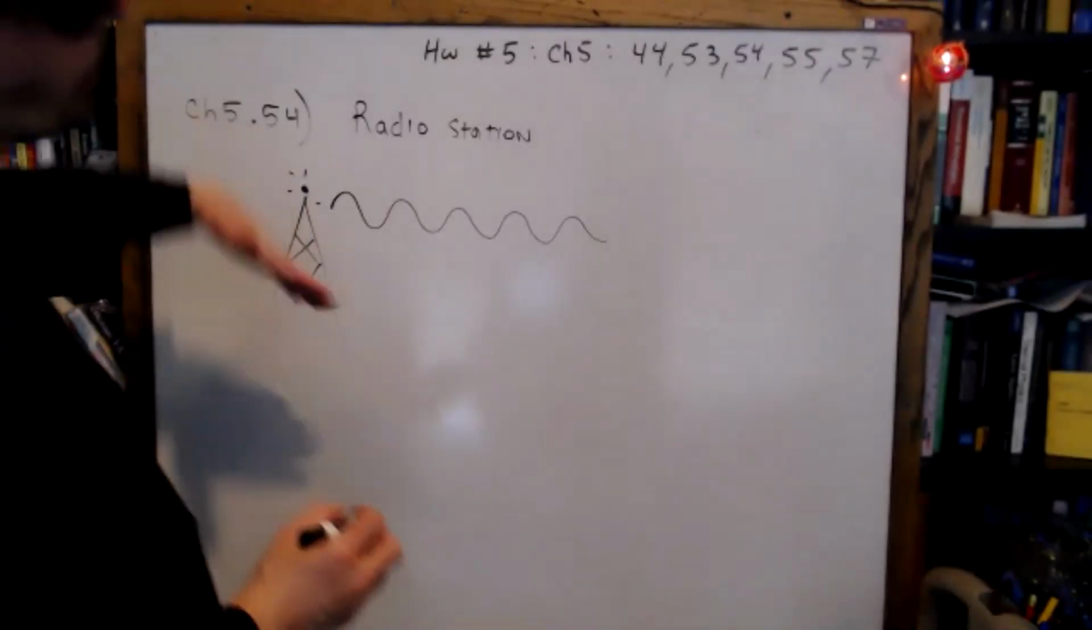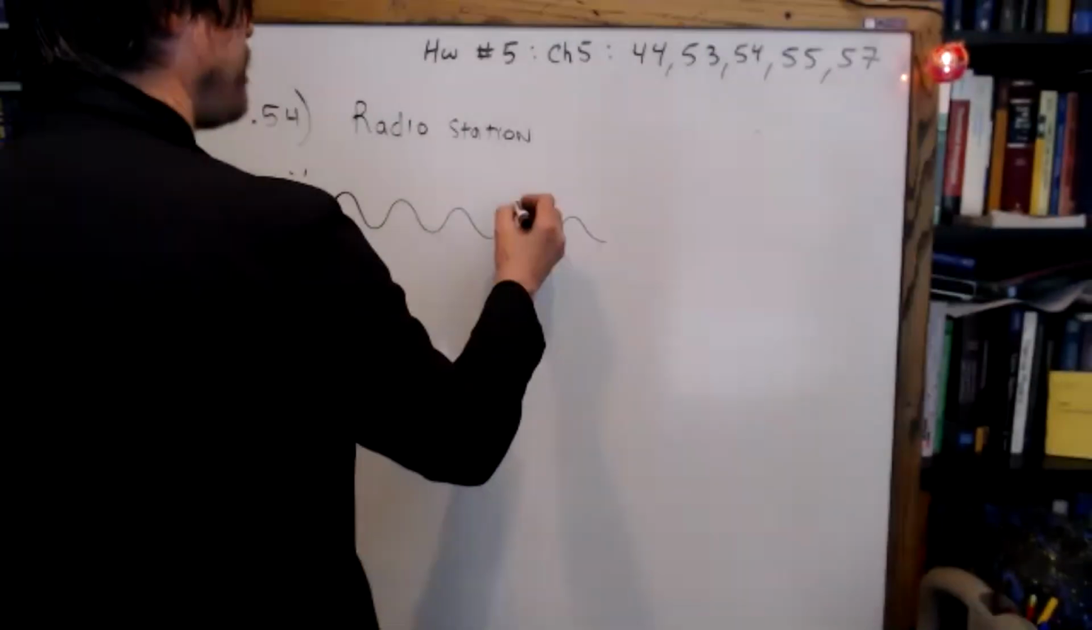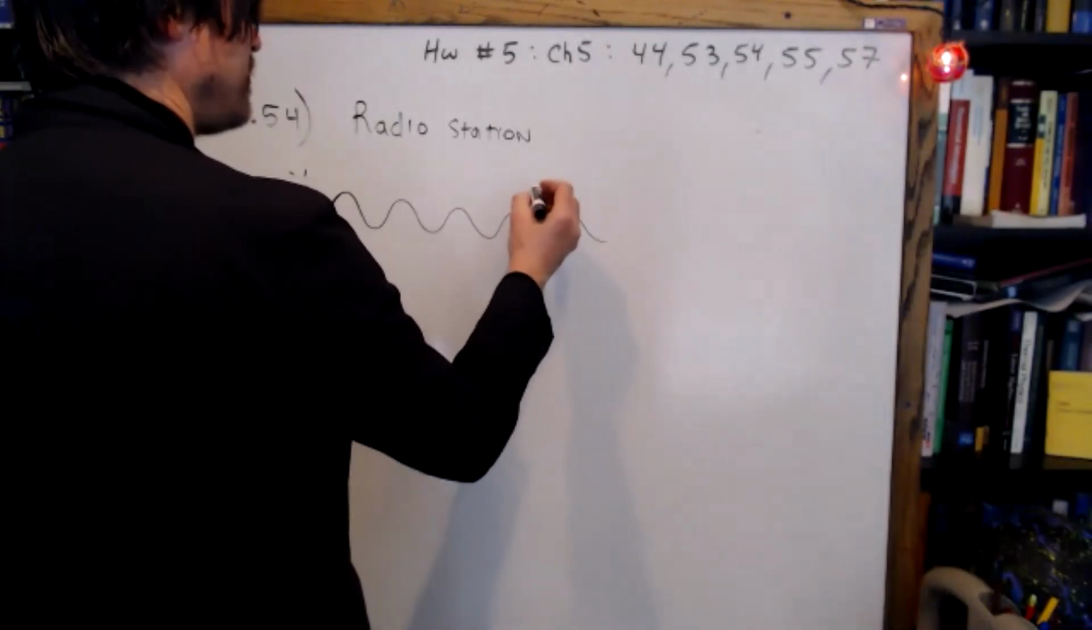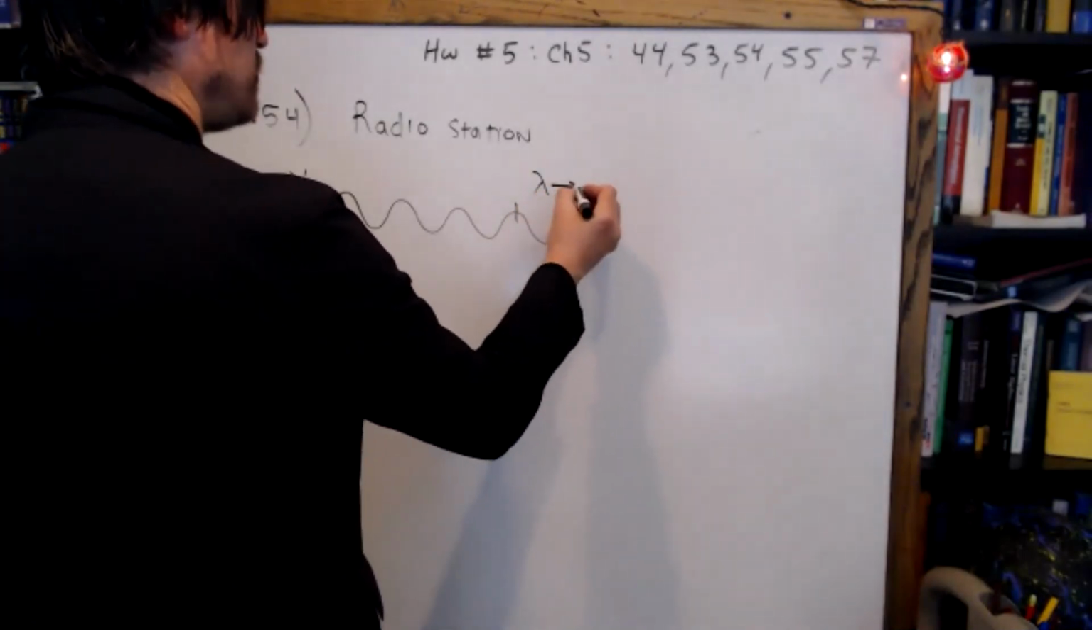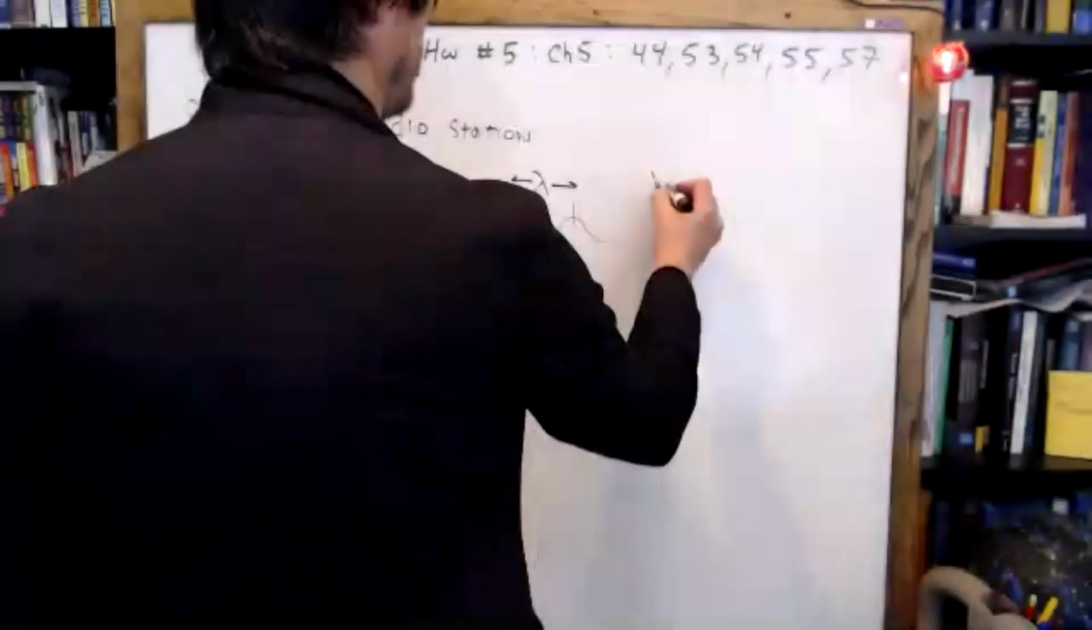And light is an electromagnetic wave. We're going to talk about its properties today. One of the properties that waves have is the distance from crest to crest of the wave, which is called the wavelength. And wavelength gets a funny symbol here.